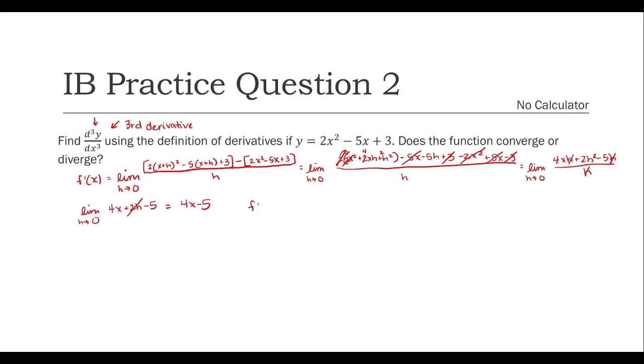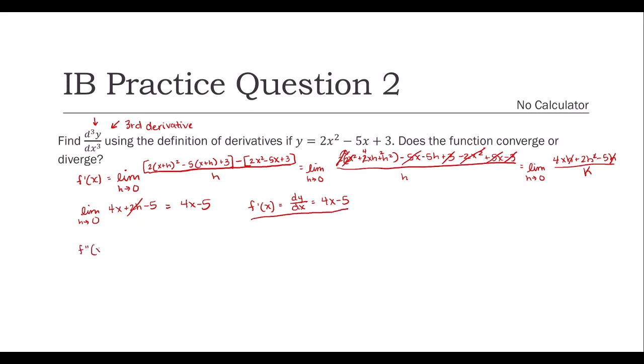So f prime of x equals dy dx, which is 4x minus 5. So there's our first derivative. So now we need to do our second derivative.